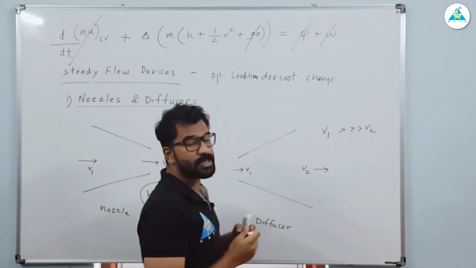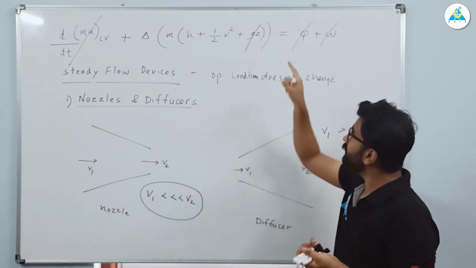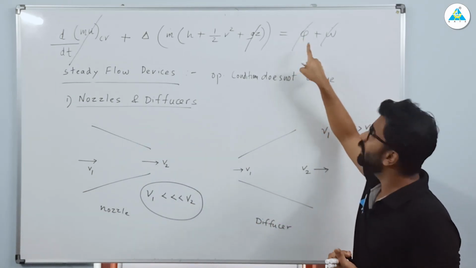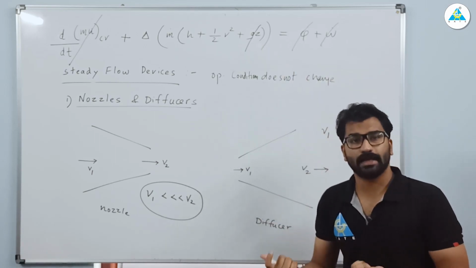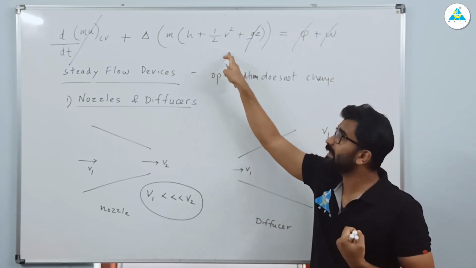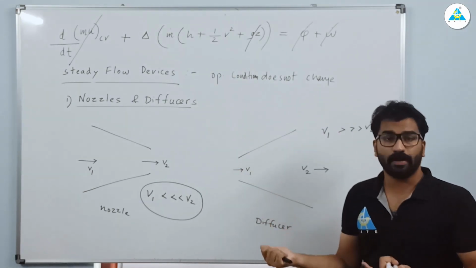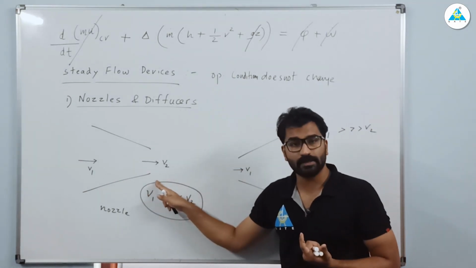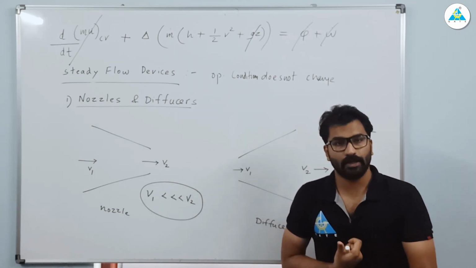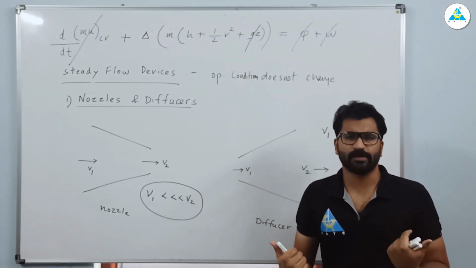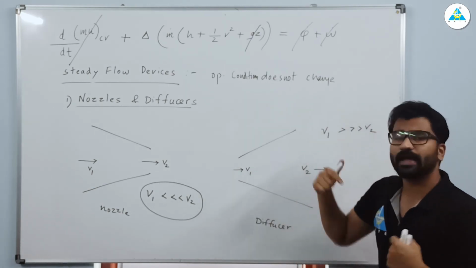Right? Sometimes it will be given in your question that heat transfer is negligibly small and work transfer is also small, and they will say potential energy is negligible. But the kinetic energy change, you have to address, because the velocity is increasing. So that kinetic energy change you have to take into account for both cases, nozzle or diffuser. Okay? But everything else you can cancel.